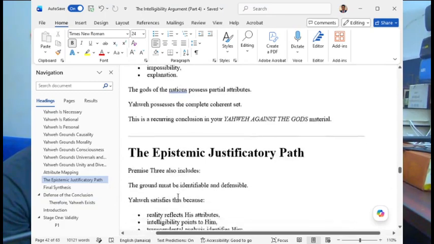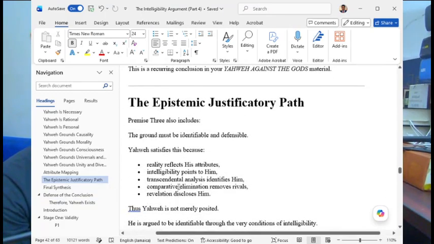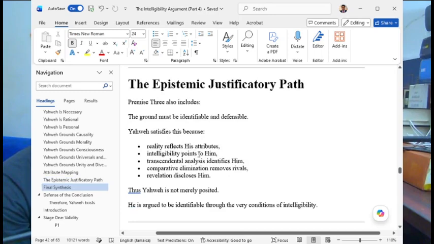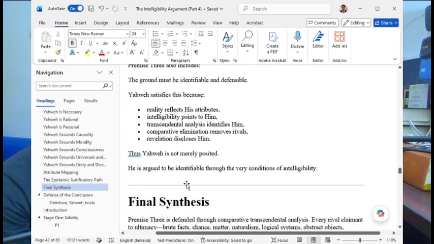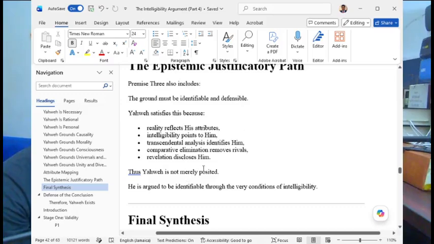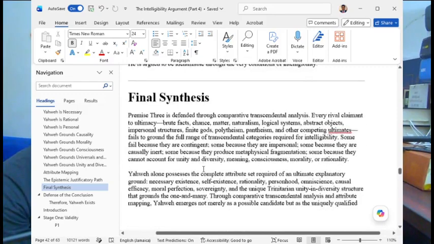We have a justificatory path. The ground must be identifiable and defensible. Yahweh satisfies this because reality reflects his attributes. Intelligibility points to him. Transcendental analysis identifies him. Comparative elimination removes rivals. Revelation discloses him. Thus, Yahweh is not merely posited, he is argued to be identifiable through the very conditions of intelligibility.